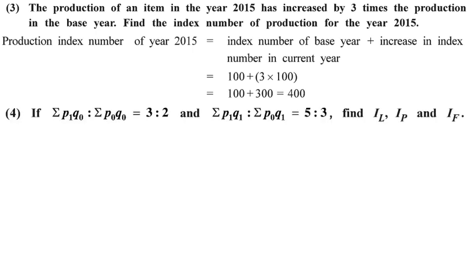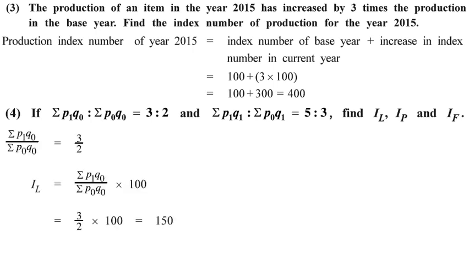Moving on to the fourth question. Here the proportion is given: P1 Q0 is to P0 Q0. You see here, that is Laspeyres' formula proportion, 3 upon 2, 3 is to 2. P1 Q1 to P0 Q1, that is Paasche's formula, 5 is to 3. We have to calculate Laspeyres, Paasche and Fisher.